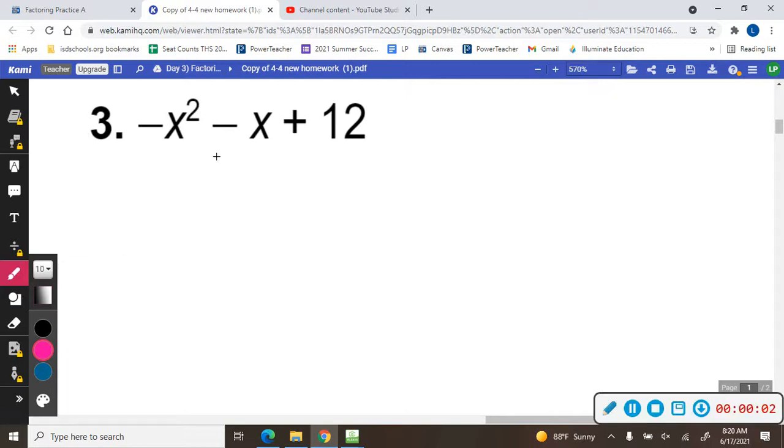So now we are trying to factor this one. So again, this is a quadratic. We have 1, 2, 3 terms. It's a trinomial. But a is not 1, it's -1.